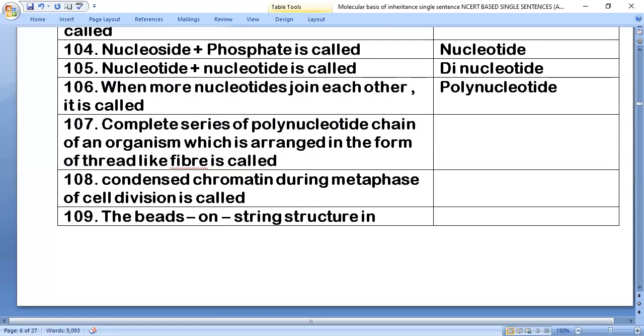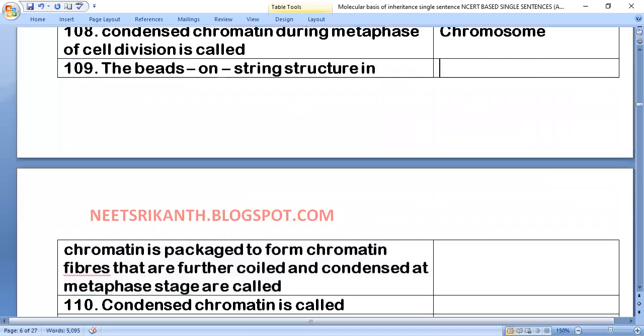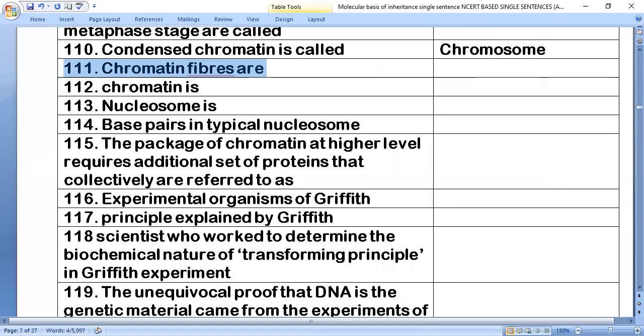The complete series of polynucleotide chains of an organism, arranged in the form of a thread-like fiber, is called chromatin. Condensed chromatin during metaphase of cell division is called chromosome. The beads on string structure in chromatin is packaged to form chromatin fiber, which is further coiled and condensed at the metaphase stage into chromosomes.